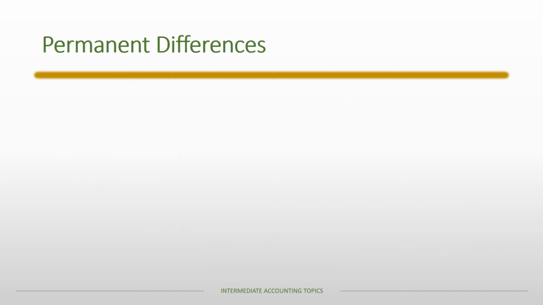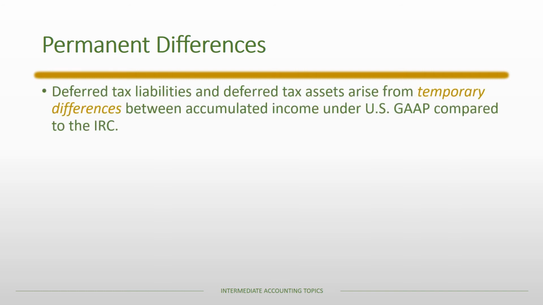All right, let's talk real quickly about permanent differences. Everything we've talked about to this point has been about temporary differences. In other words, a difference that exists for a period of time but then goes away. So deferred tax liabilities and deferred tax assets, which is what we've always talked about, they arise from temporary differences between accumulated income under US GAAP compared to the Internal Revenue Code.